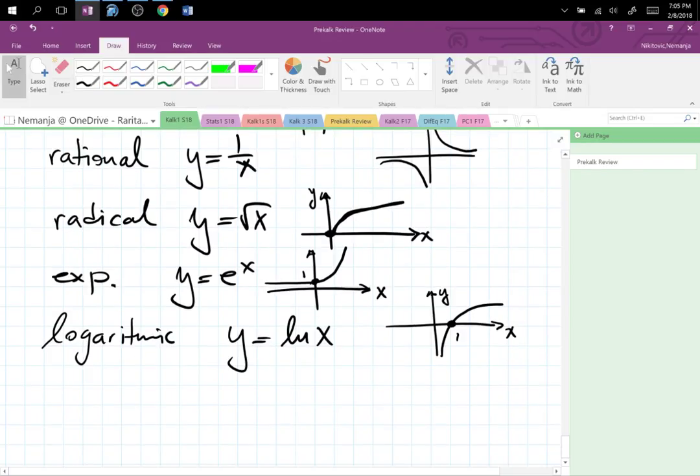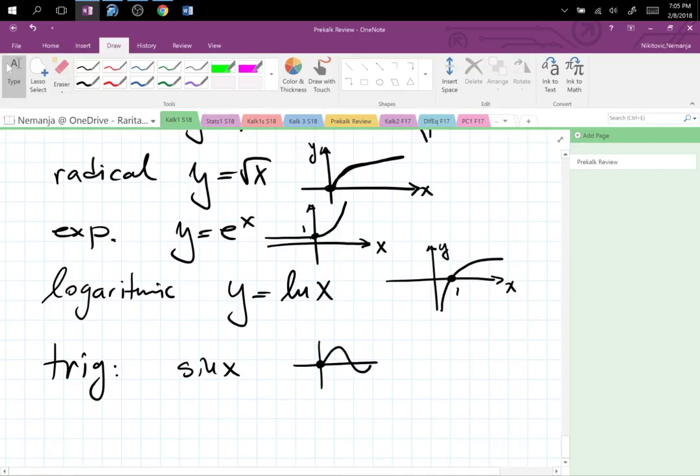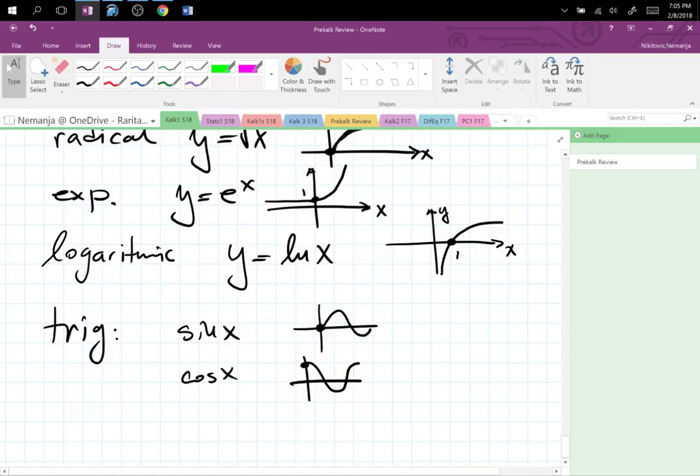6 trigonometric functions. Yay! Sin x. Let's do the trig. Sin x. The principal wave starts at the origin. Cosine x starts at 1. Tangent x looks like a cubic, except it has the vertical asymptotes and it keeps repeating forever.